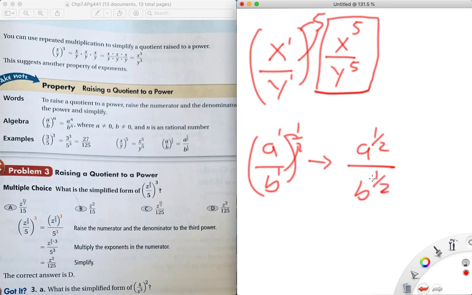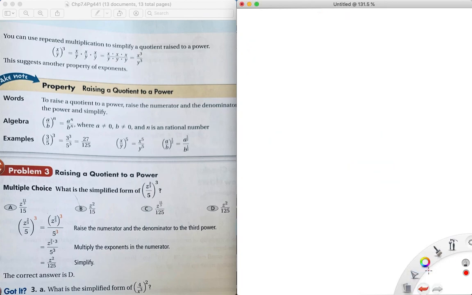So when you have a fraction and it's raised to a power, notice that the fraction is inside the parentheses. This only works when the fraction is inside the parentheses. If there is no parentheses, the only thing that's being raised to a power is that numerator. Then you multiply the numerator and the denominator's exponents by each other.